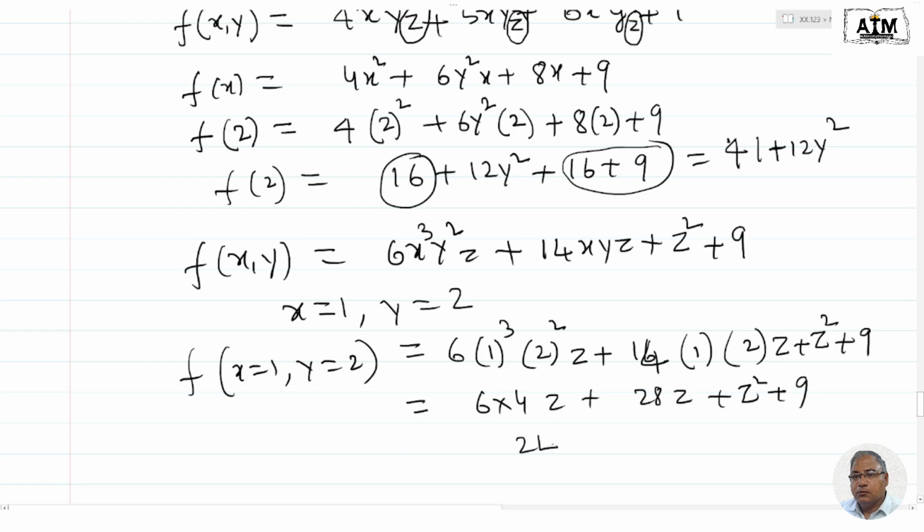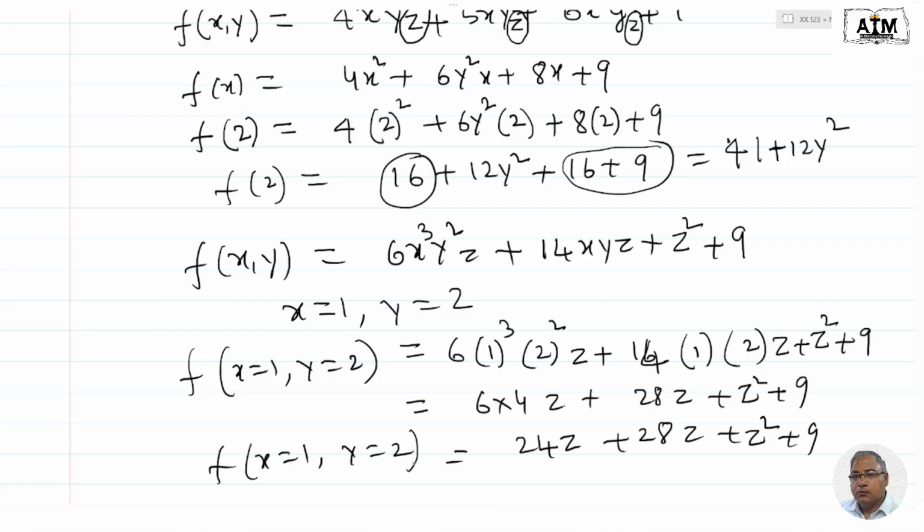So that equals 24 z plus 28 z, plus z square plus 9. This is nothing but the result of f at x equals 1 and y equals 2. So this way we can put in the values and find out the value at a given x equals and y equals. X can be anything, whatever they give us.